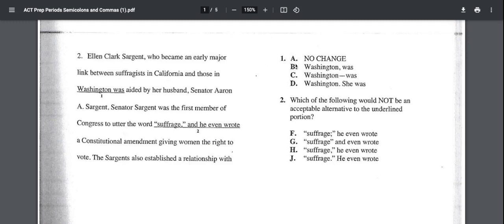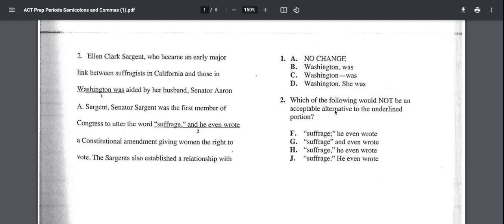That's going to be B, right? So we started with looking at the most unique answer here, creating a new sentence, and that didn't work out. But it was able to help me figure out what the sentence was about. Ellen Clark Sargent was aided by her husband.